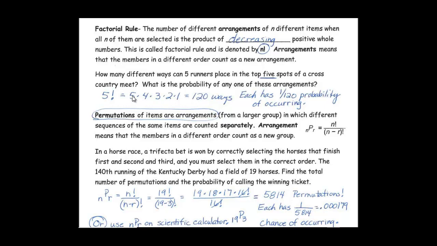Once somebody comes in and finishes first, second place only has 4 possibilities. When somebody comes in and finishes second, third place only has 3 possibilities, and after that we only have 2 left for 4th place, and then obviously 1 for our 5th place. So when we multiply the product here, we come up with 120 different ways that this can occur. And this is just a quick, slick way of calculating that total number of possibilities. Each of these possibilities has a 1 over 120th probability of occurring if everything was being equal.